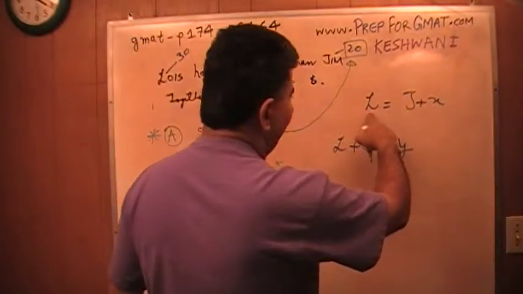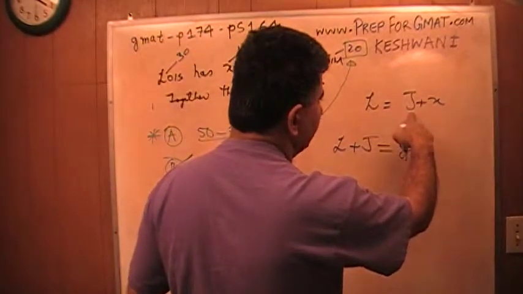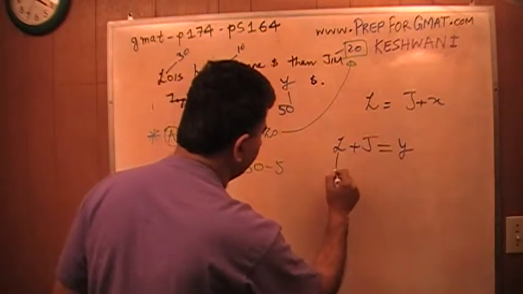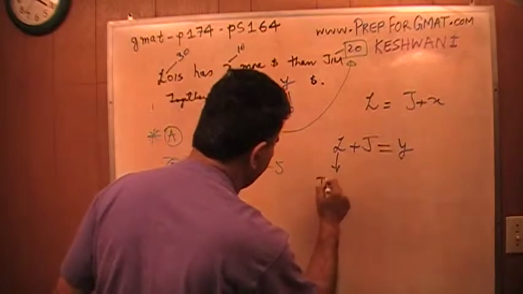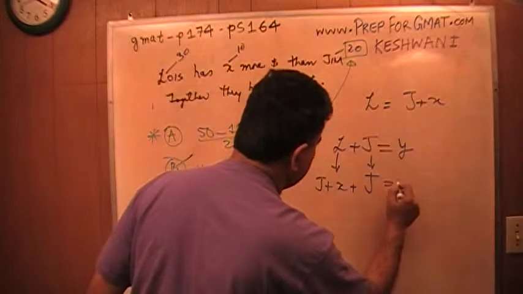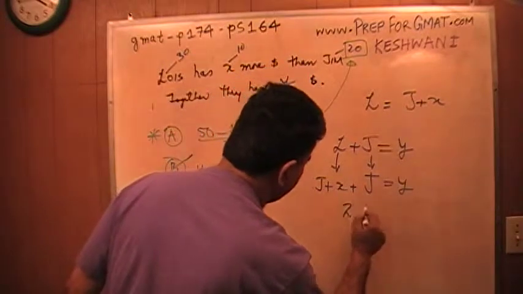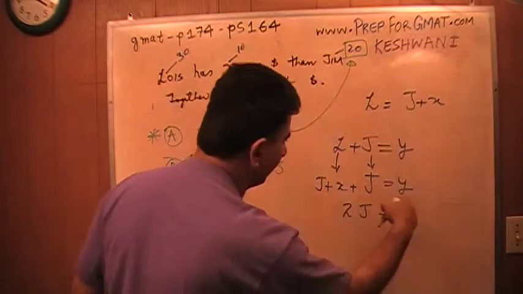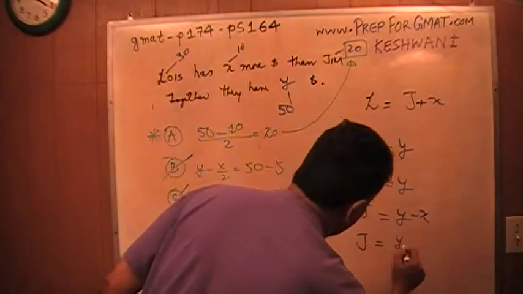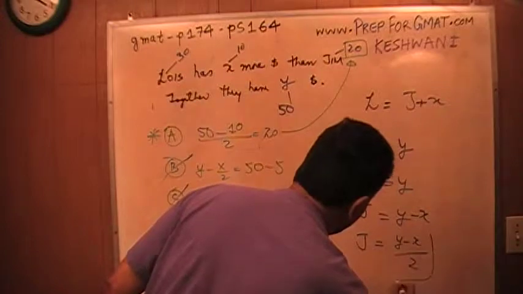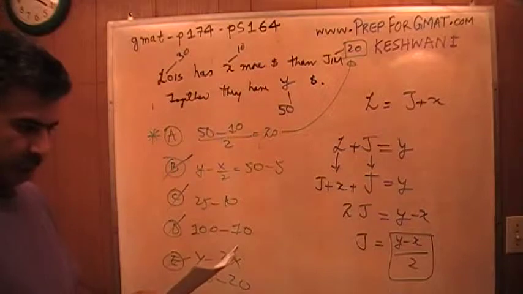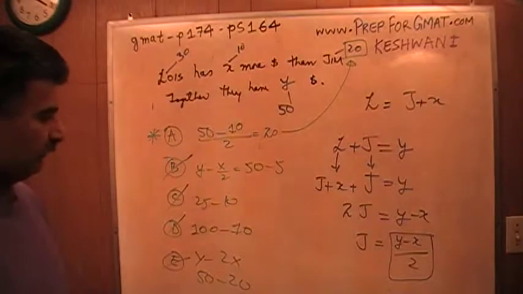So here is Lois. L equals J plus X. I'm going to substitute this equation in here. So L is J plus X, and then this J comes down. That's it. So 2J plus X equals Y, and then subtract X from both sides. There you go. And therefore J equals Y minus X over 2. That's your answer. And that answer better be A. Y minus X over 2. There you go. That's your A.